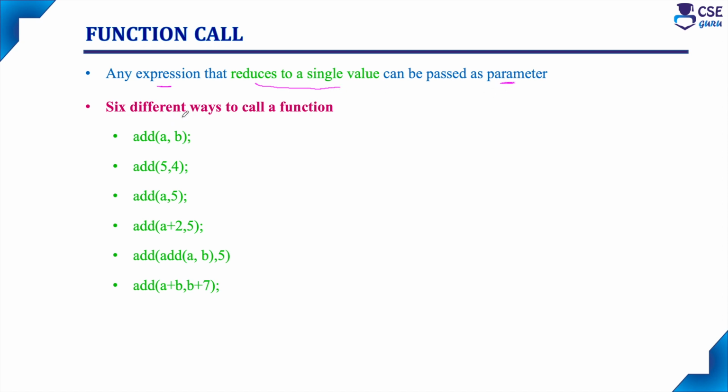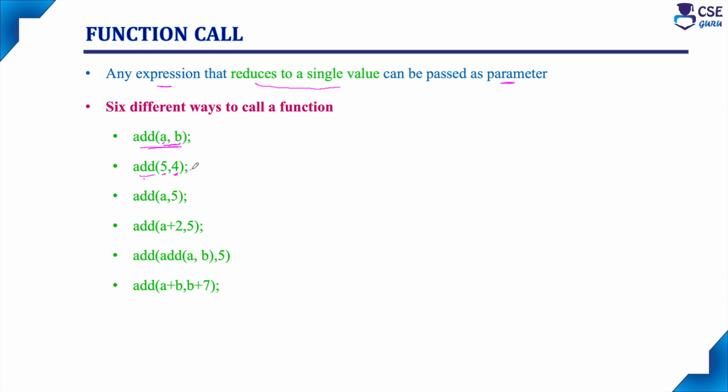So there are 6 different ways to call a function. First, add(a, b). Here add is the function name, and in the parameter list, a is one parameter and b is another parameter, separated by a comma. So a will hold a single value, and b also will hold a single value. Directly we can specify the parameters here. Otherwise, add(5, 4). Instead of specifying the parameters, we can directly send the values. That is, for a we send 5, and for b we send 4. So within brackets we can specify the values directly instead of parameters.